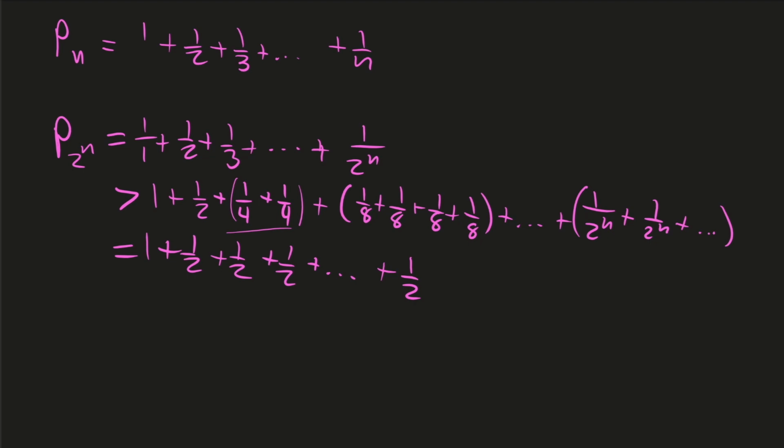And we've got n lots of these. So that's going to be equal to 1 plus n times a half. N lots of them, or n minus 1 lots of them. I can't really be bothered. My notes might be wrong, but I've got n lots of them written there. So we've shown that our sequence, our series of partial sums, is larger than this.